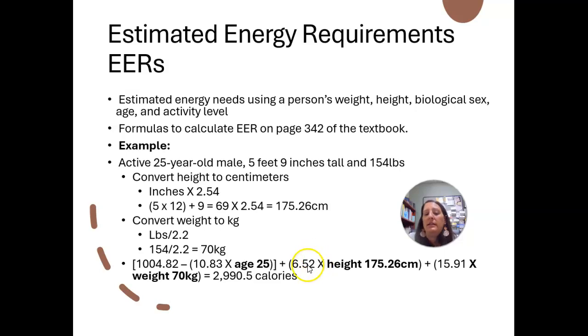Plus 6.52 times his height in centimeters, so 175.26, plus 15.91 times his weight in kilograms, 70 kilograms. So if you do this in the correct order, so you have to follow order of operations, you would come up with 2,990.5 calories. And so that's the number of calories that this individual requires to not just meet his basal metabolic rate, but to also meet his activity level. Okay, so again, a pretty accurate estimate, taking into account multiple factors.